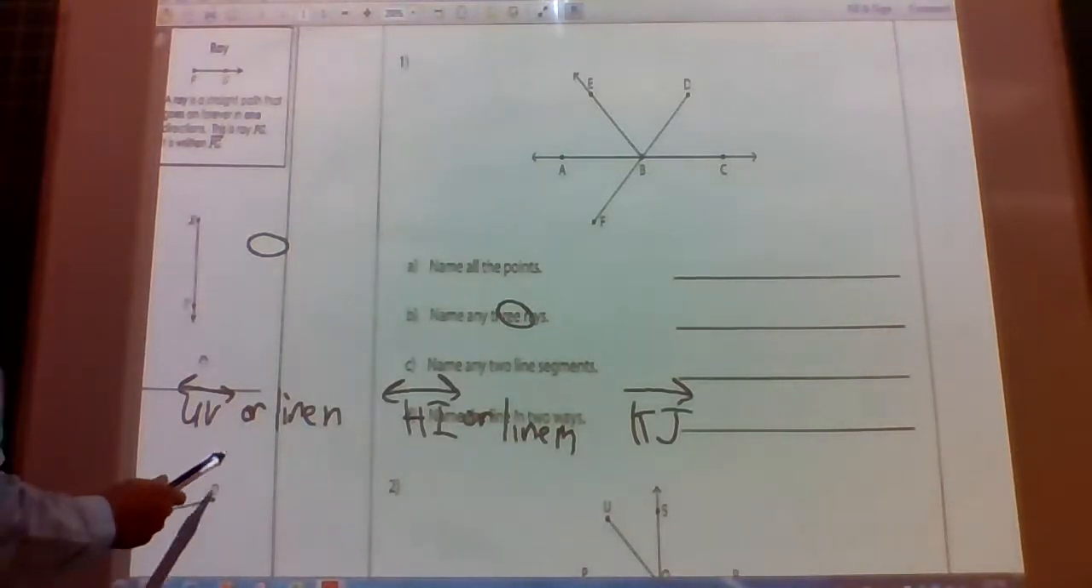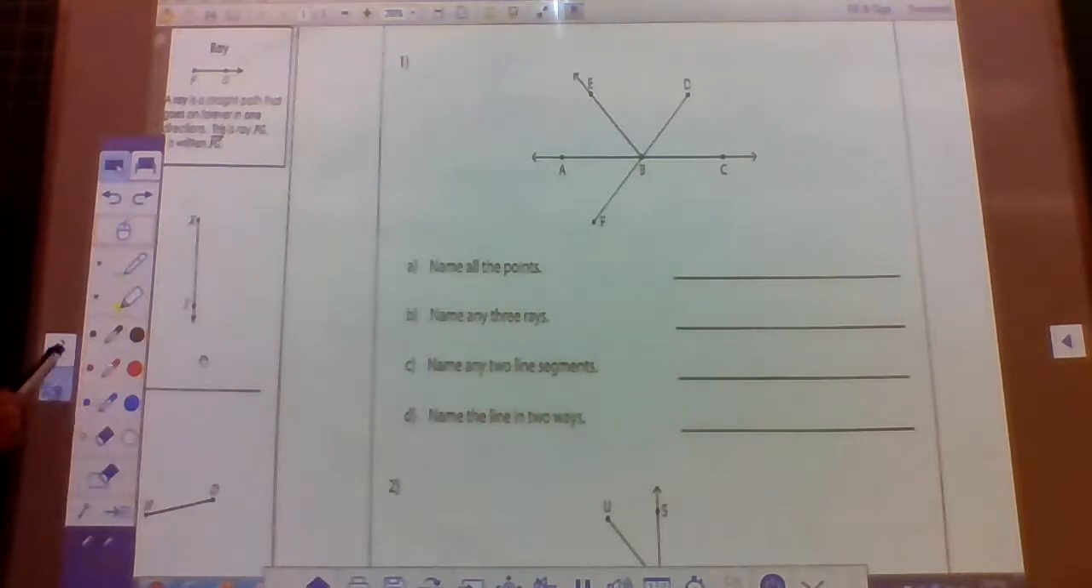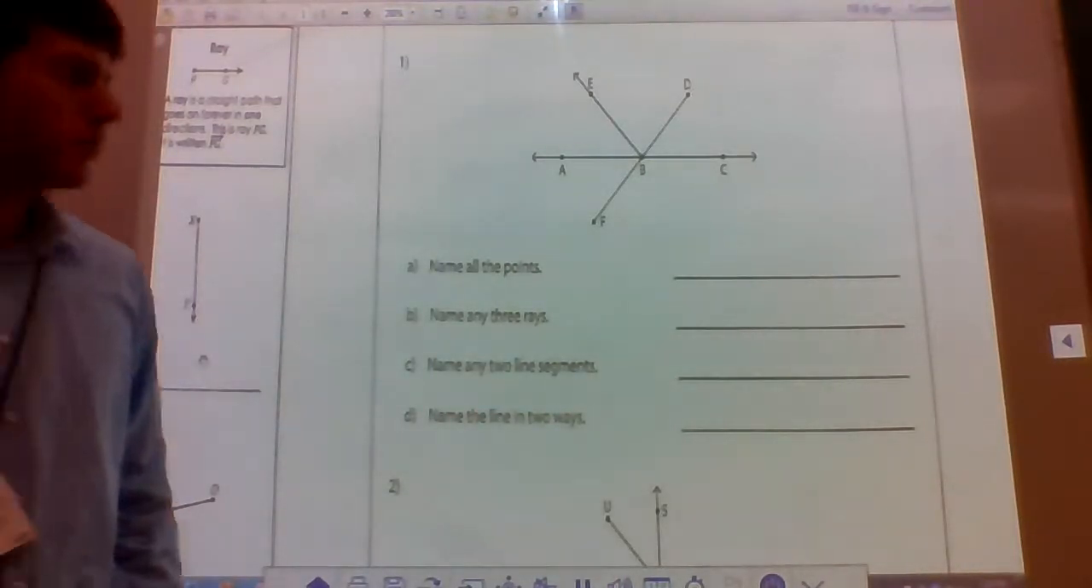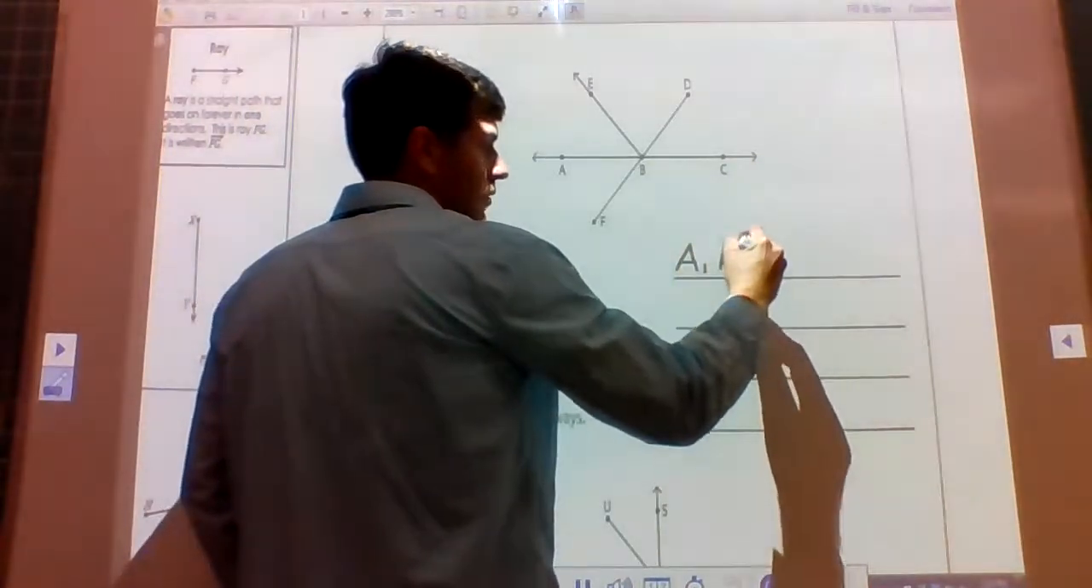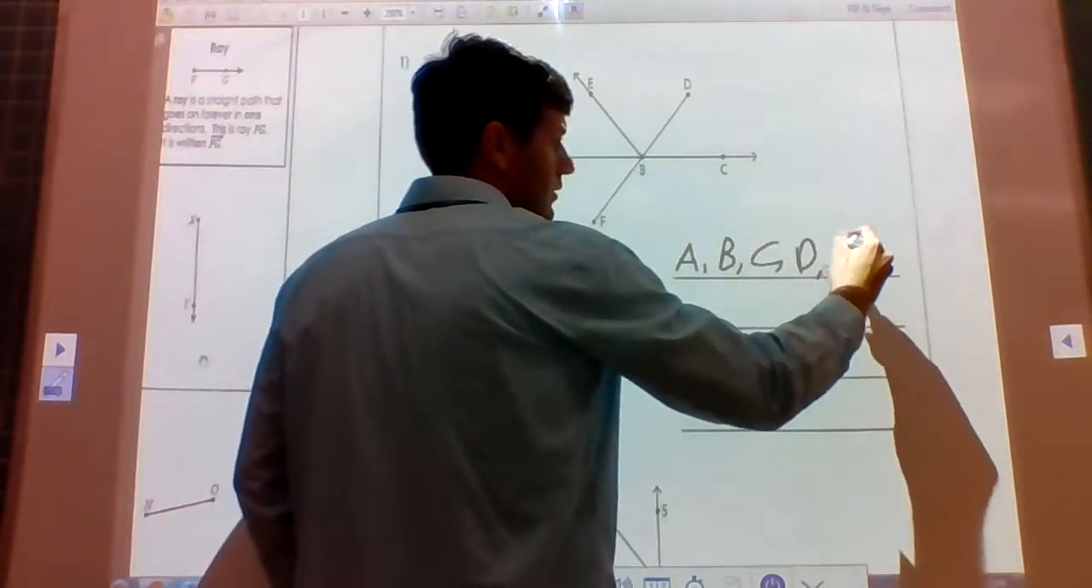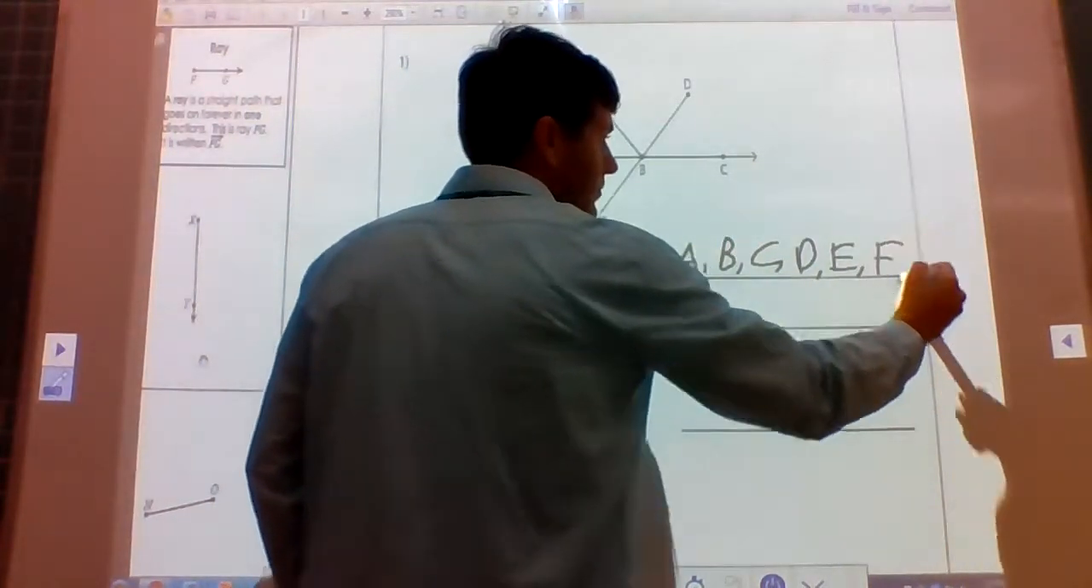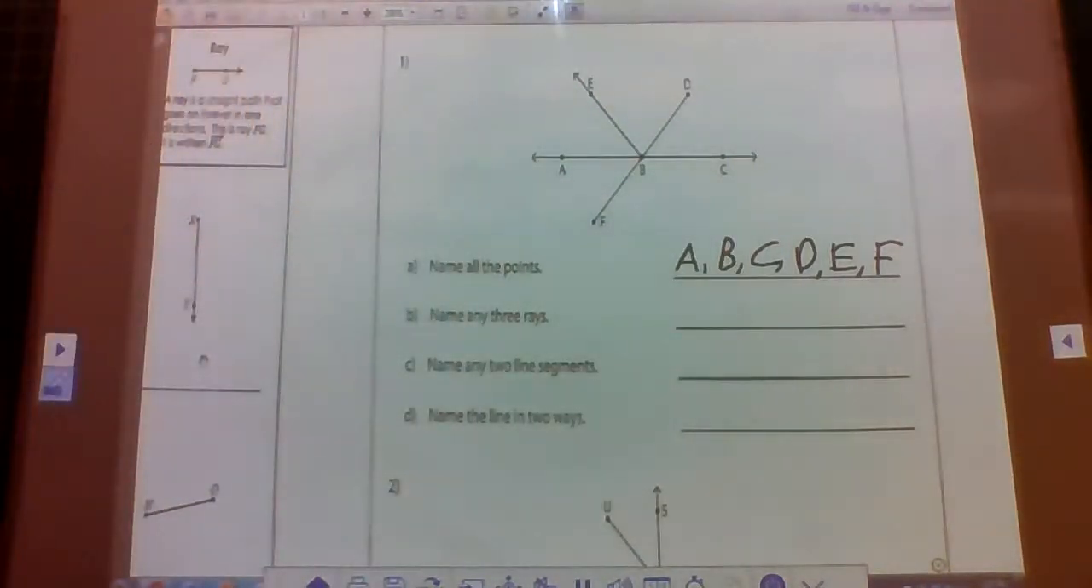We want to name all the points. So again, there's an infinite number of points here, but the ones that are labeled are A, B, C, D, E, and F. Okay, those are the 6 points they have labeled.